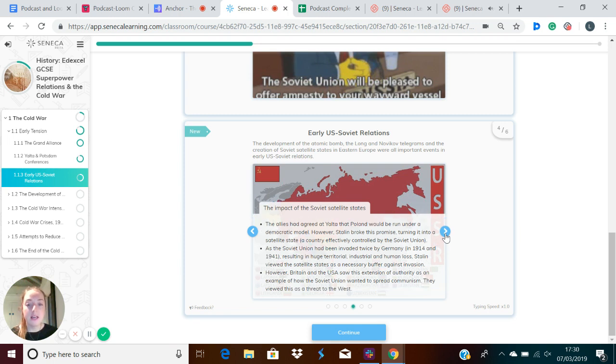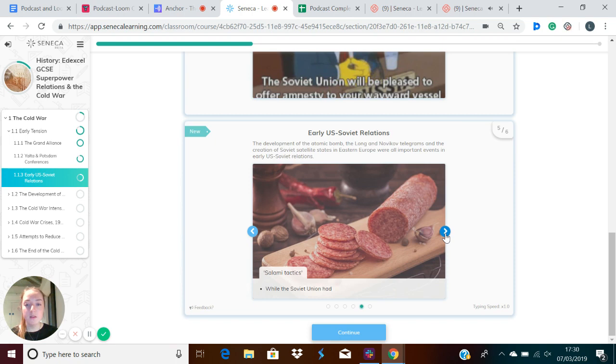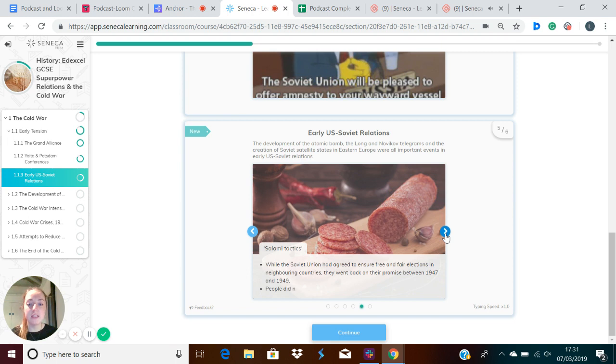However, Britain and the USA saw this extension of authority as an example of how the Soviet Union wanted to spread communism. They viewed this as a threat to the West, who were capitalist. While the Soviet Union had agreed to ensure free and fair elections in neighbouring countries, they went back on their promise between 1947 and 1949.